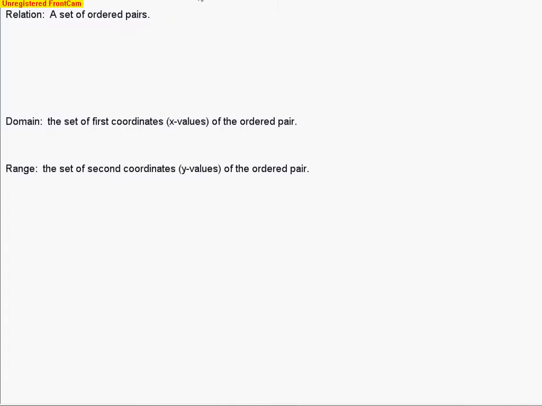And typically when they write a relation, they're going to use a brace to symbolize that these points are all together. So I'm going to use this relation here, (0, 2), (3, 2), and (-3, 2). So that's my relation, just these 3 points. So there are different ways to represent this relation. We can use the ordered pairs, as we have done here.